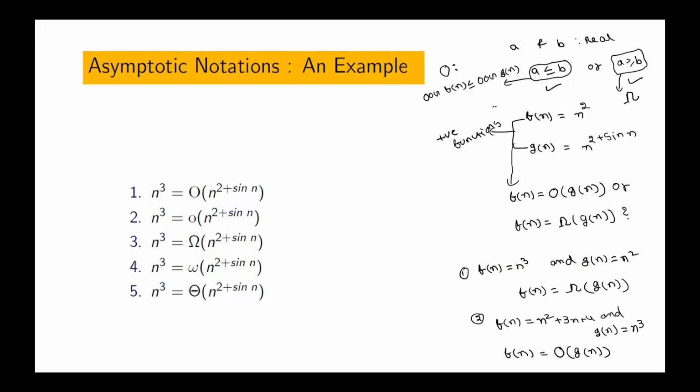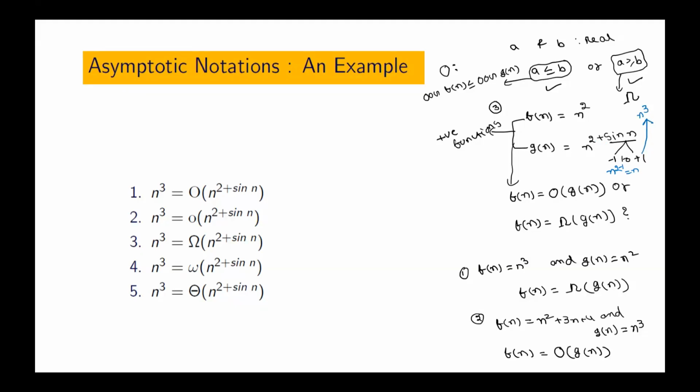But let us try the third example. f of n is n square, g of n is n power 2 plus sin n. What is the range of the sine function? Minus 1 to plus 1. So when sin n is minus 1, what is the value we get here? n power 2 minus 1, which is same as n. If it is plus 1, what is the value we get? n cube. So that means g of n value varies from n to n cube.